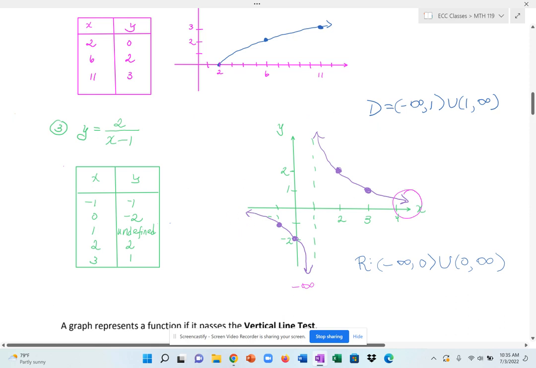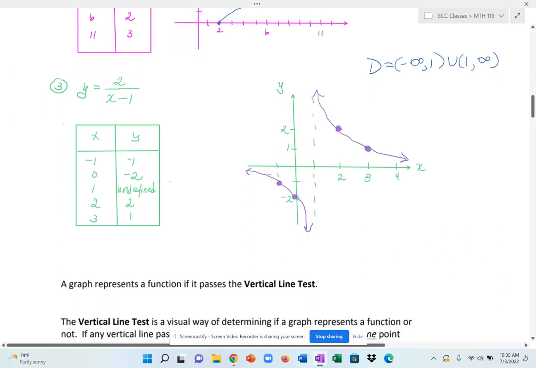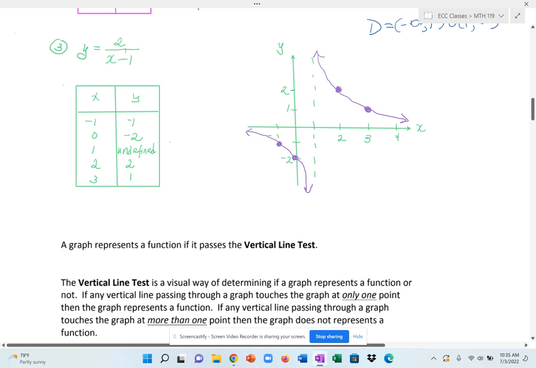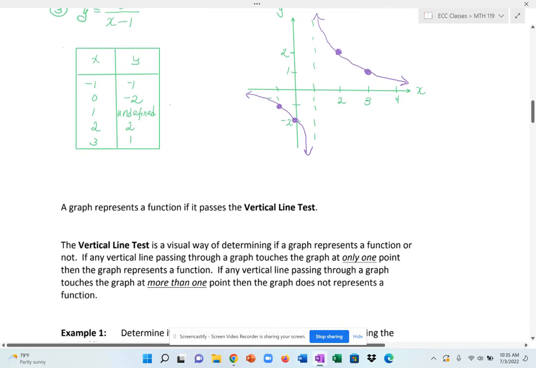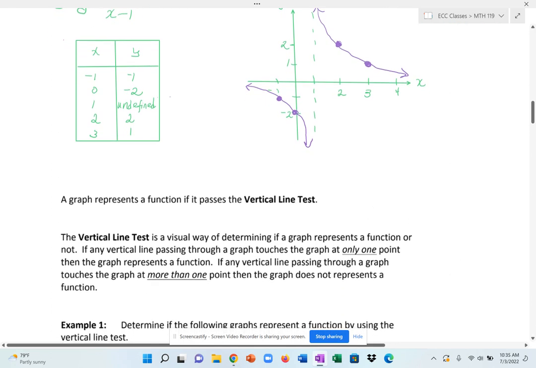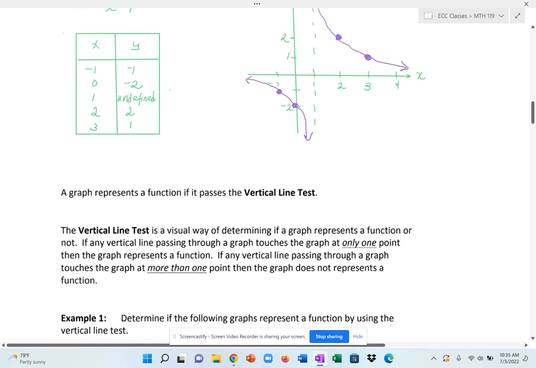Okay, so you saw examples of linear equations, a quadratic, a radical function, as well as a rational function. You saw the graphs of all of those. So when you have the graph of any equation, you can figure out if it's a function by doing the vertical line test.